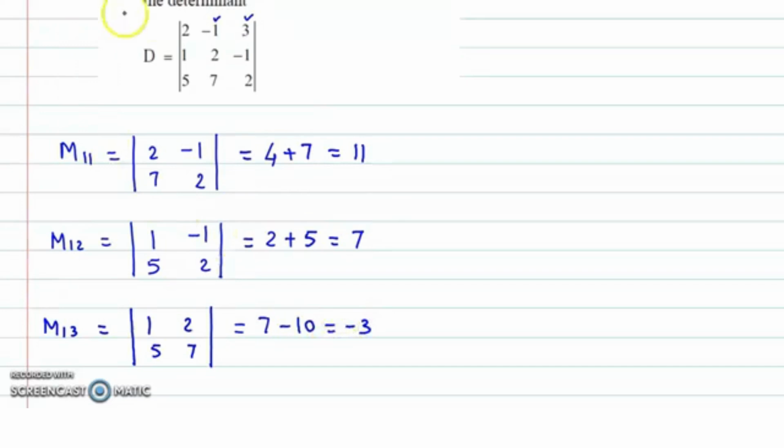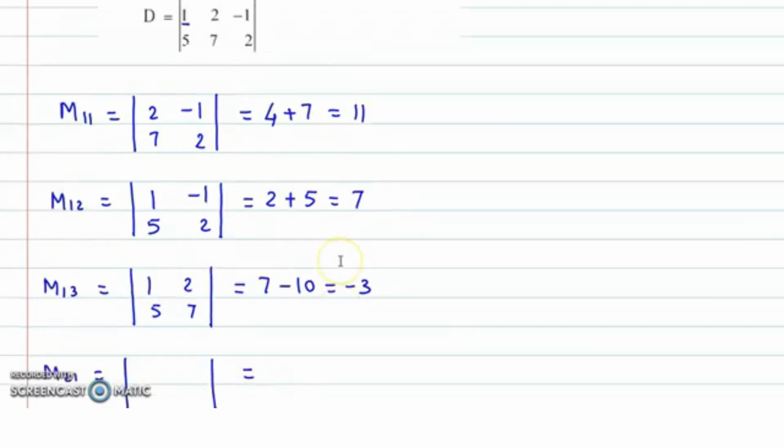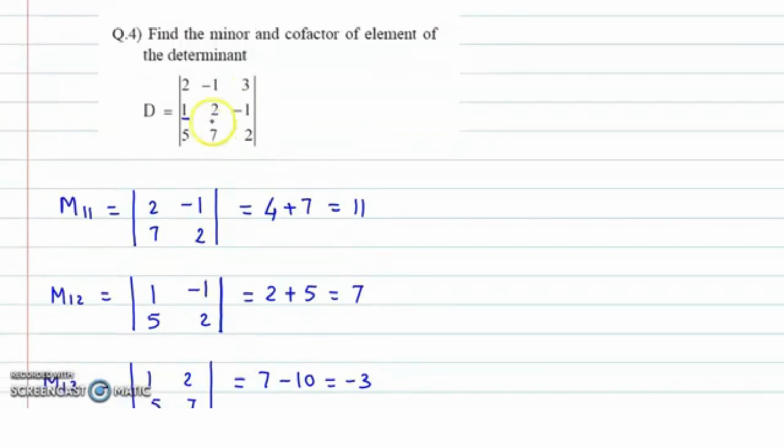अब सेकंड रो की तरफ जाते हैं, ये डिलीट कर देते हैं यहाँ पे. सो इस वाले एलिमेंट का हम माइनर ढूंढते हैं, सो दैट इज M21. M21 अगेन रो और कॉलम डिलीट करके देखते हैं क्या आता है. सो इसका रो डिलीट किया, इसका कॉलम डिलीट किया.